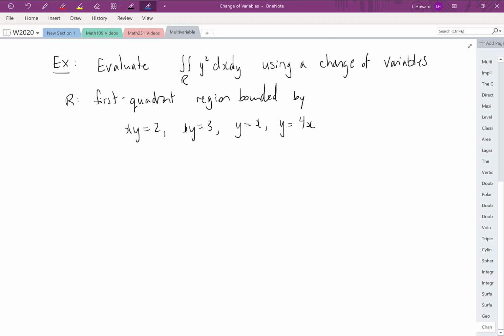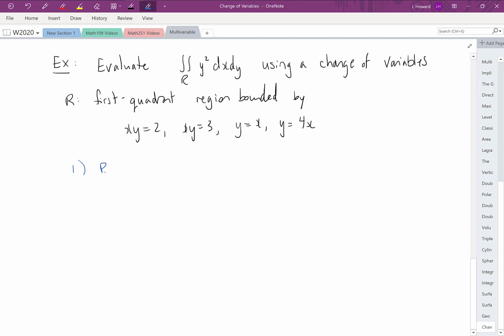So let's evaluate the double integral over region R of y squared dx dy using a change of variables. And we've got a description of what our region R looks like. It's the first quadrant region bounded by 4 different curves. So I'm going to break this type of problem up into steps.